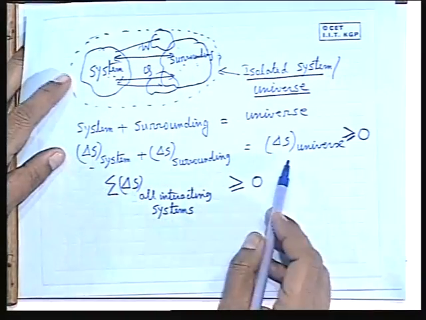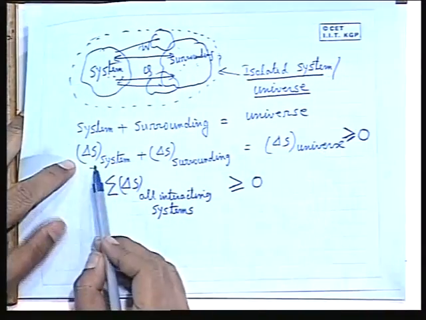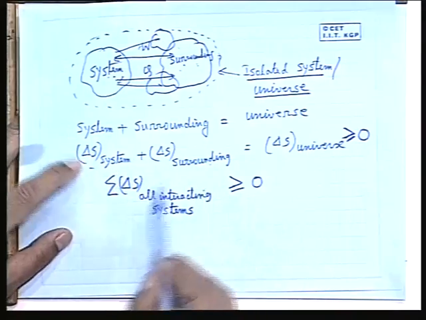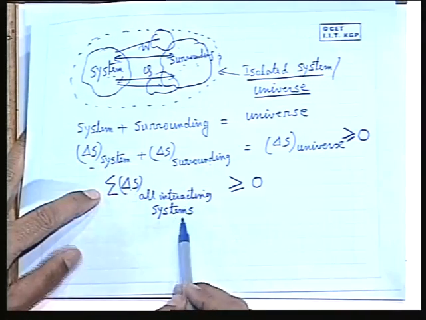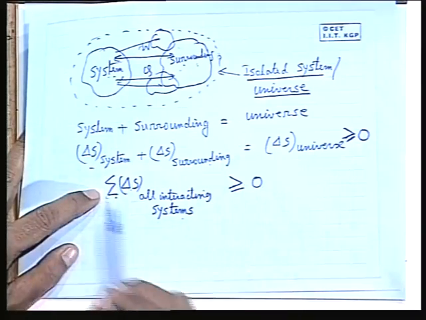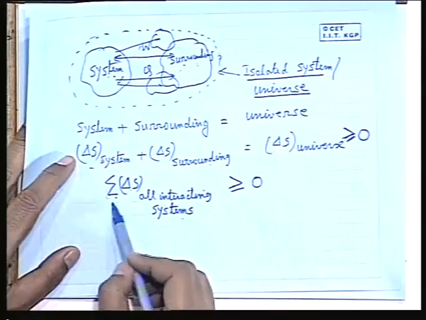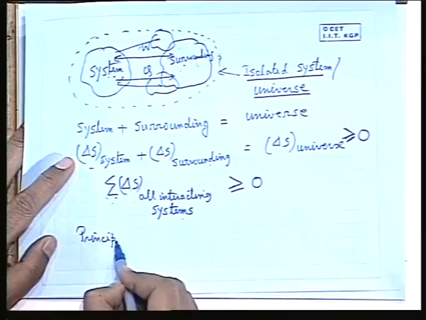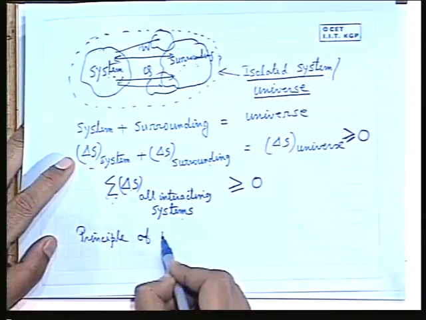Now, here is the concept. This definition that delta S of the universe, that means the algebraic sum of the change of entropy of the system plus surrounding, or the change of entropy of all interacting systems, the algebraic sum is greater than or equal to 0. That means it can never become less than 0. That is the principle, this is known as the principle of increase of entropy.